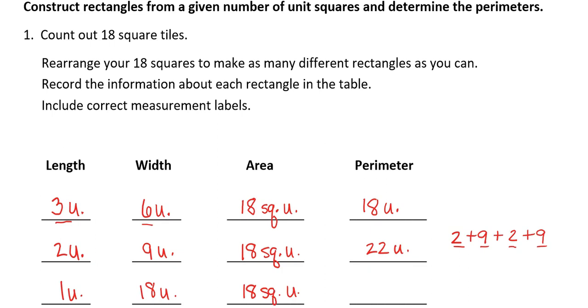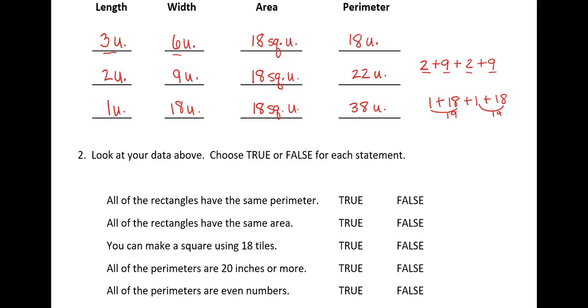For the perimeter, we would add 1 plus 18 plus 1 plus 18. I'm going to look at these as 1 plus 18 is 19. 1 plus 18 is 19. Well, 19 plus 19, I'm going to do some mental math here. That's close to 20 plus 20. 20 plus 20 would be 40. I'll take away 2, and that would give me 38. That means that the perimeter of that rectangle was 38 units. In the next section, we'll look at that data to help us decide if each statement is true or false.